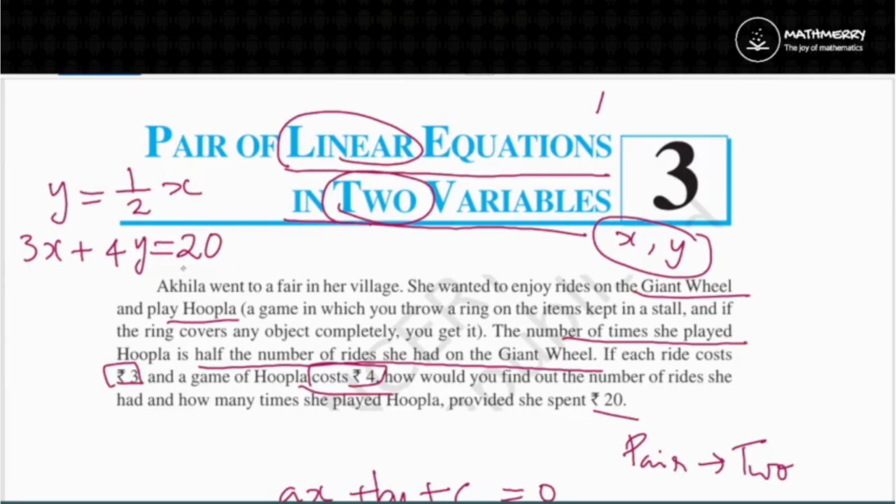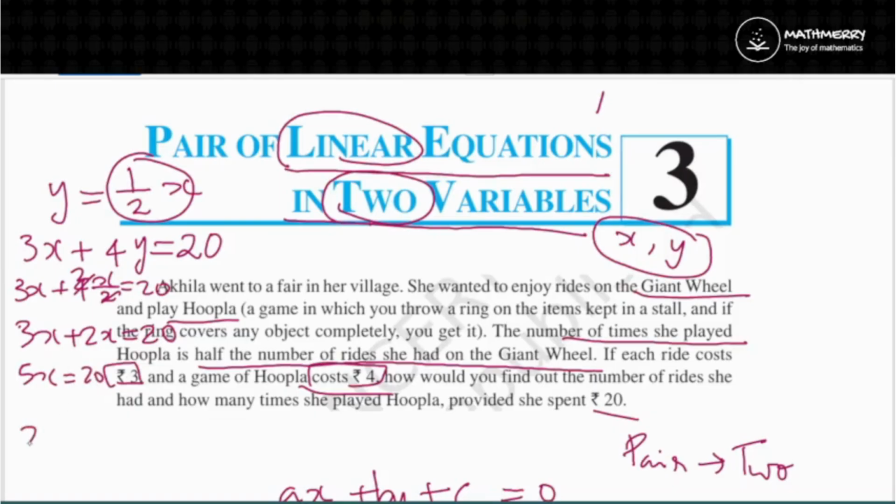Now using both these equations we can easily find it. So, for example, if I write 3x plus 4 into, in the place of y, I can put half x, 4 into x by 2 is equal to 20. Here the 2 and 4 get cancelled, so it becomes 2x. So 3x plus 2x is equal to 20. That means 5x is equal to 20, so x is equal to 4. 20 divided by 5 is 4.